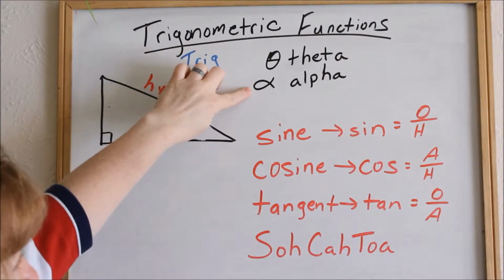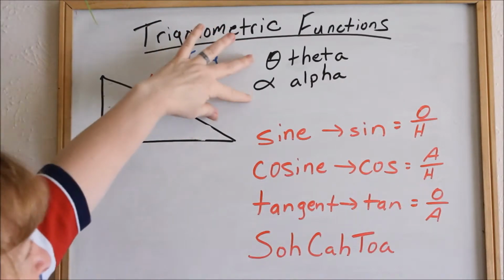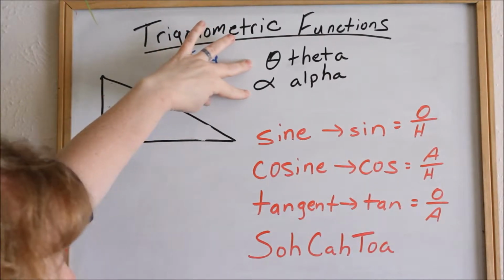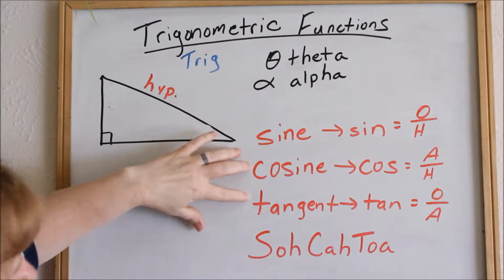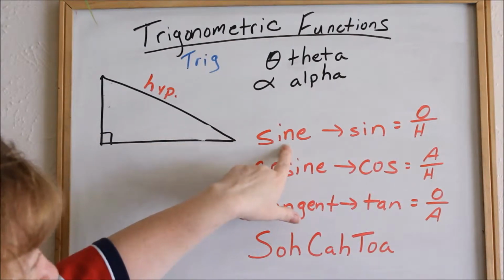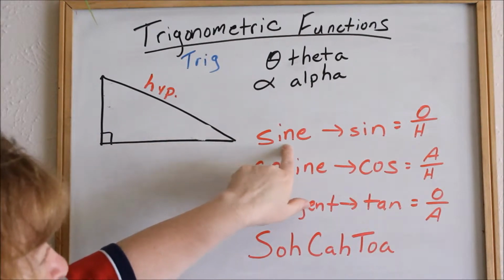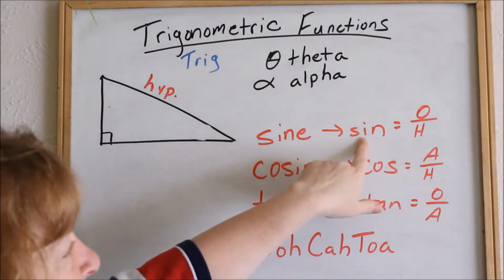In our triangles, we're going to be calling angles theta and alpha. These are Greek letters in the alphabet. So we're going to be using these Greek letters theta and alpha for our angles. Our three main trig functions are sine, the long word for it, which you will see abbreviated as sin.